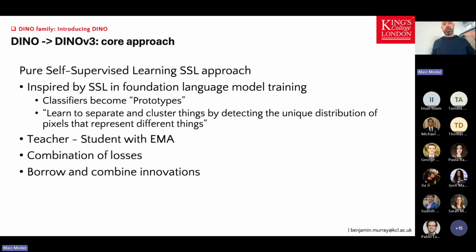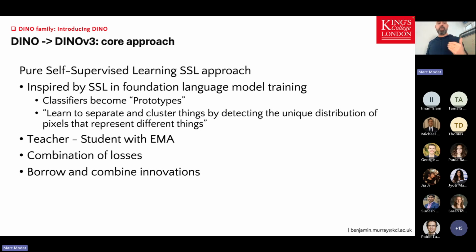So in particular, we've got this idea of prototypes, which are basically what happens when you take the classes away from classifiers. And it learns essentially to, instead of classing things by labels, it learns to try to separate and cluster things on a kind of evidence base, based on the distribution of pixels that different things have within its data set. We'll touch on that a bit further. It uses a teacher student with exponential moving average. You don't have to, it chooses to do so, and it does so for a few reasons we'll get into.